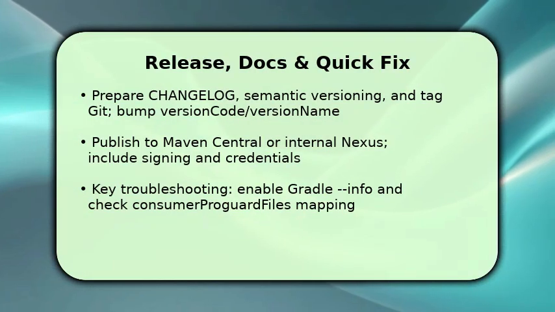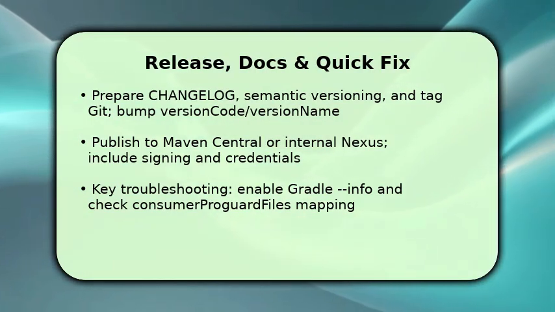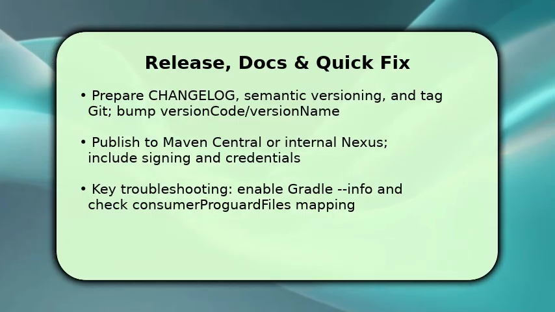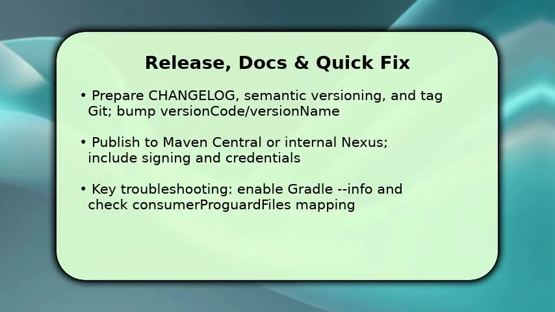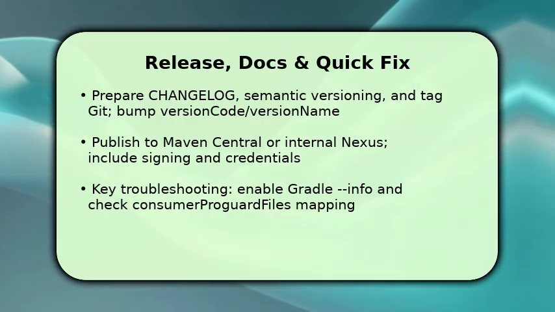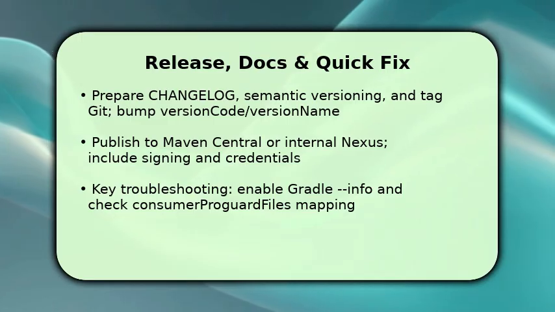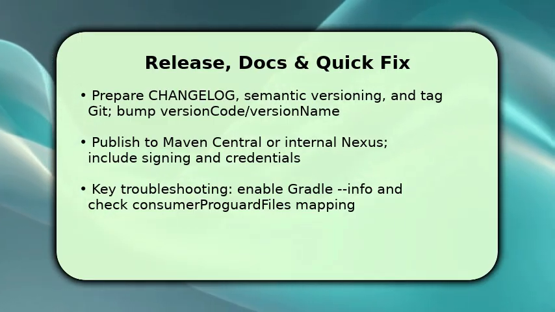For release, follow semantic versioning. Update version name and version code, tag the commit, and prepare a changelog so users understand changes. Configure artifact signing and publish to Maven Central or your internal Nexus, making sure credentials and PGP keys are secure.